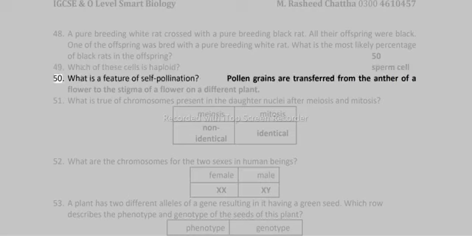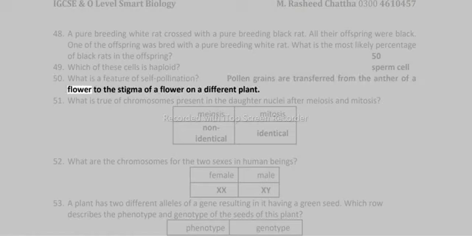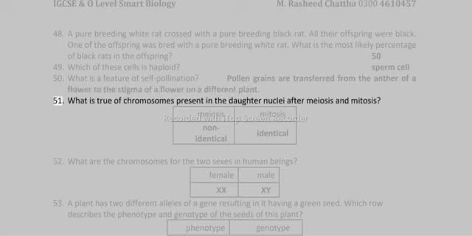Sperm cell. 50. What is a feature of self-pollination? Pollen grains are transferred from the anther of a flower to the stigma of a flower on a different plant. 51. What is true of chromosomes present in the daughter nuclei after meiosis and mitosis? Meiosis, mitosis: non-identical, identical.